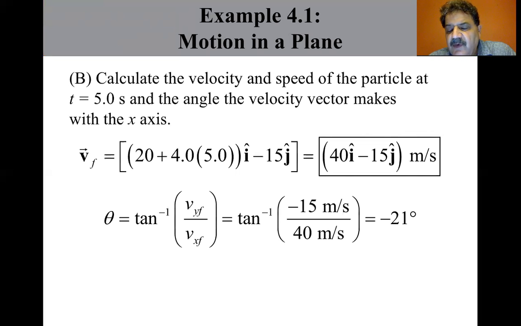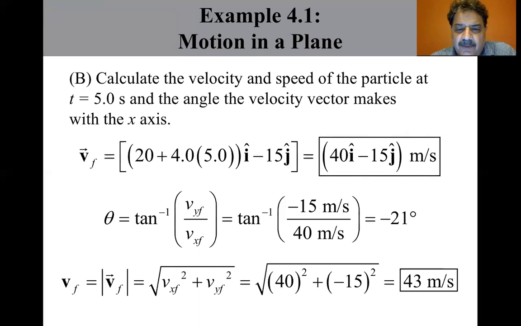So if we evaluate the speed of the particle, we get the magnitude, which is the absolute value of the V final vector. So it's the square root of Vx final squared plus Vy final squared, and it's 40 squared plus minus 15 squared, and of course the minus 15 is going to become positive because a minus times a minus is a positive, and you end up with 43 meters per second, as shown here. Now the negative sign for the angle theta indicates that the velocity vector is directed at an angle of 21 degrees below the positive x-axis.